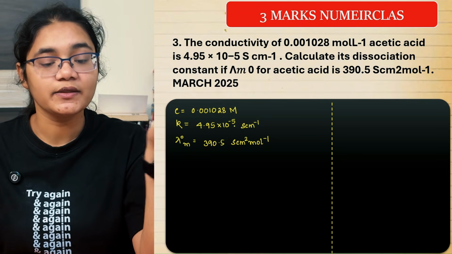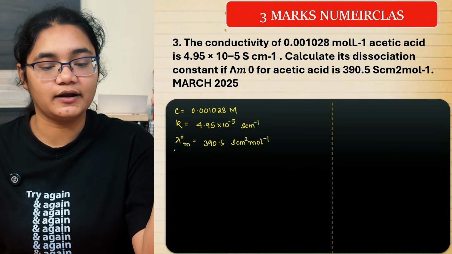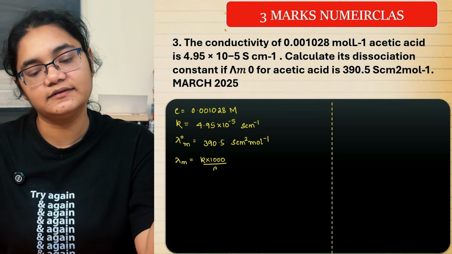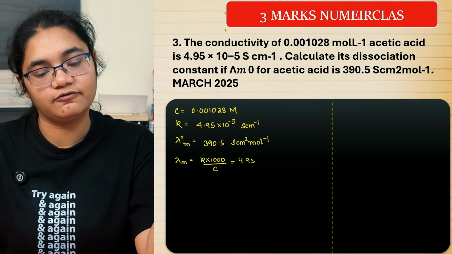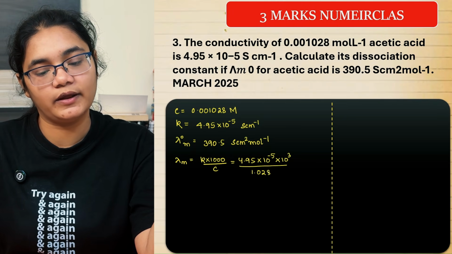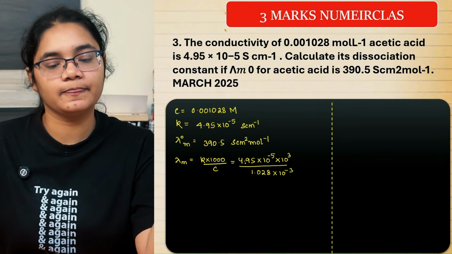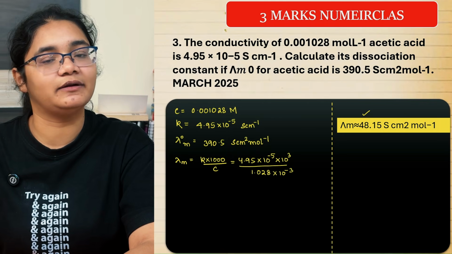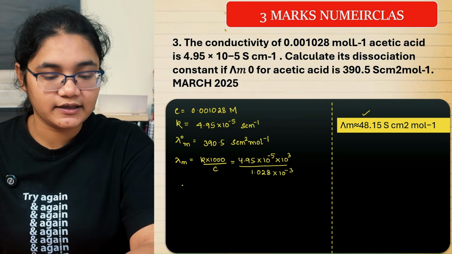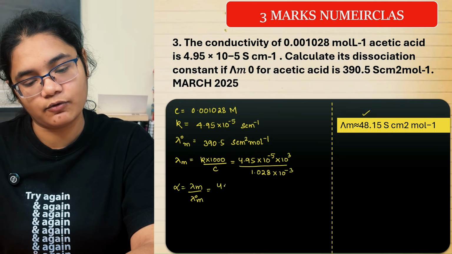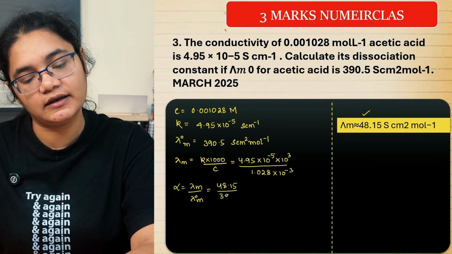For that I need the alpha value, but to calculate alpha I need the molar conductivity value. So first I'll calculate molar conductivity, which is kappa into 1000 by C. So kappa value is 4.95 into 10 to the power of minus 5 into 10 to the power of 3 divided by 1.028 into 10 to the power of minus 3. If I solve this, I'll get the molar conductivity, which will be around 48.15 S centimeter square mole inverse. Now the next thing is to calculate alpha, which is equal to lambda m by lambda naught m. This will be 48.15 divided by 390.5.